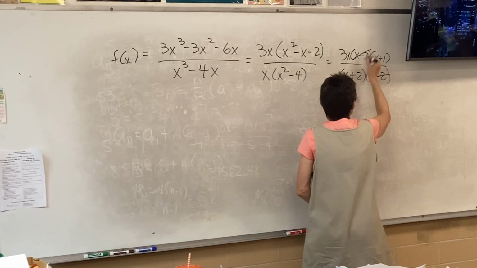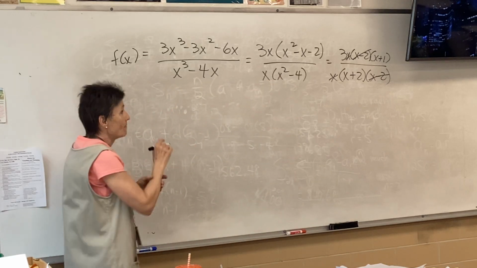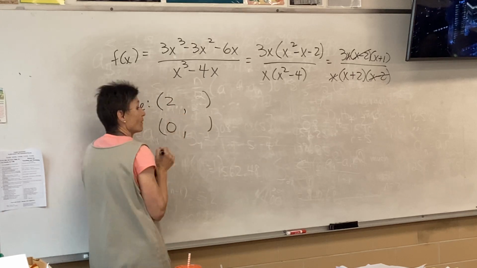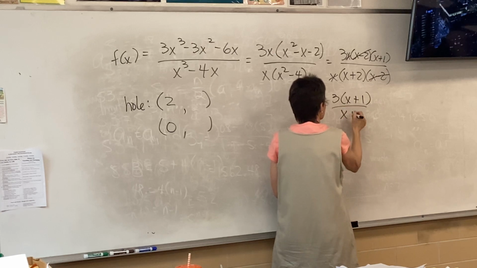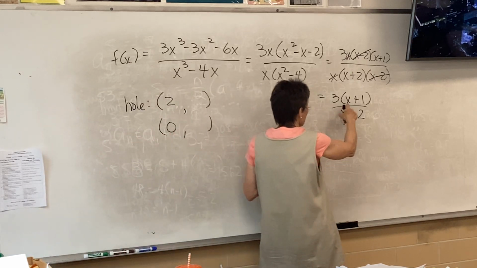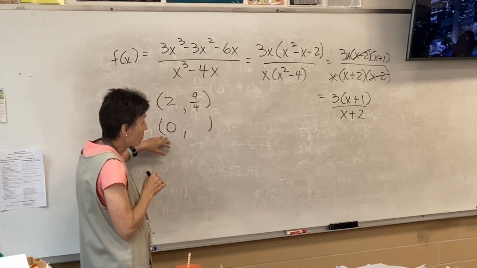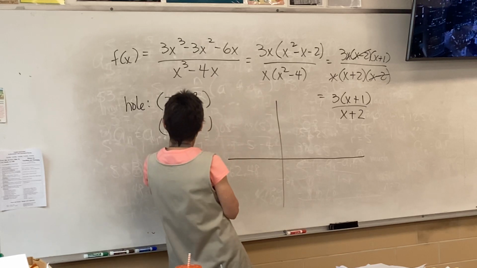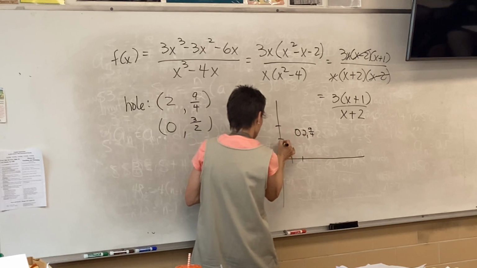An x minus 2 will cancel, and an x. So this problem is going to have two holes, where x is 2 and where x is 0. If I cancel that out, all I have left is this. So if I plug in 2, I'm trying to find my y, it looks like I get 9 over 4. Keep an eye on my arithmetic. And if I plug in 0, it looks like I get 3 over 2. So in terms of my picture, I'm going to have a hole at (2, 9/4) and at (0, 3/2).